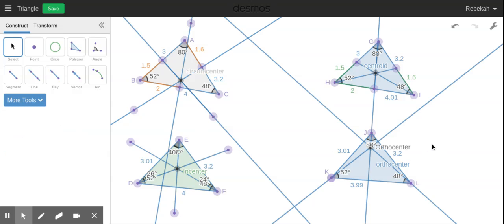All right, so we have the circumcenter, and the circumcenter is made up of perpendicular bisectors. We have the in-center, and the in-center is made up of angle bisectors. We have the centroid, and the centroid is made up of medians. That's where we take the midpoint here and go to the opposite vertex. And the orthocenter is made up of what we call altitudes, where we have a 90-degree line from the side to go to the opposite vertex.